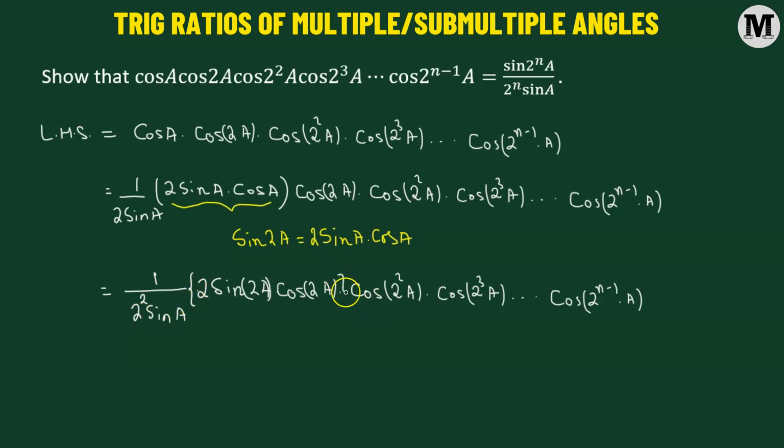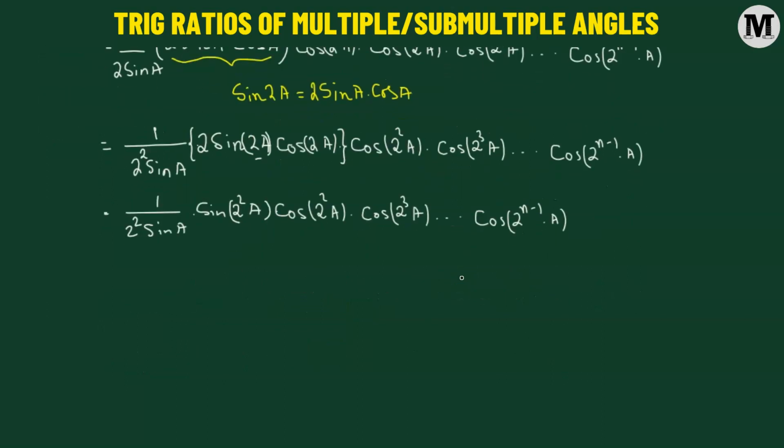Now, if we consider sine 2A multiplied to cosine 2A, again we can multiply sine 2A cosine 2A with 2, but this is an extra term that we're multiplying, so we will divide by 2, meaning the 2 in the denominator will become 2 squared. So again, we can now apply the same formula, sine 2A equals 2 sine A cosine A, but this time our angle is 2A, which means we have 1 over 2 squared times sine A, multiplied to sine of 2 times 2A, which means we have 2 squared A. Similarly, this will get multiplied to the rest of the terms.